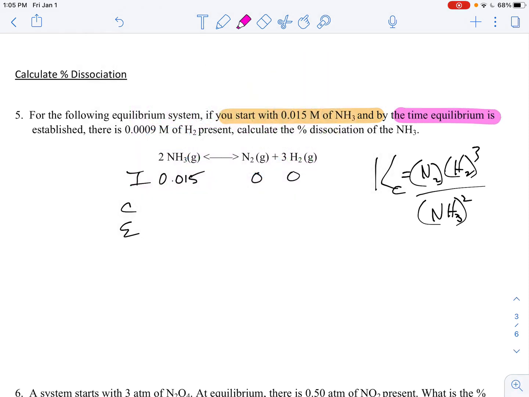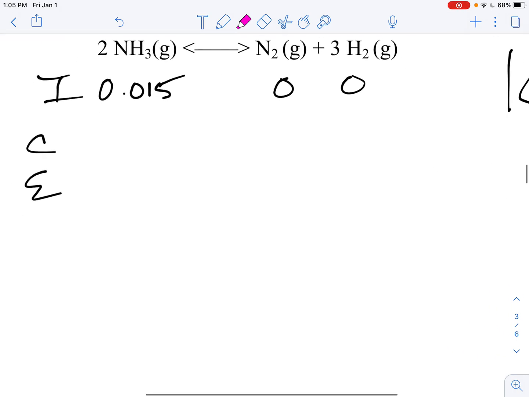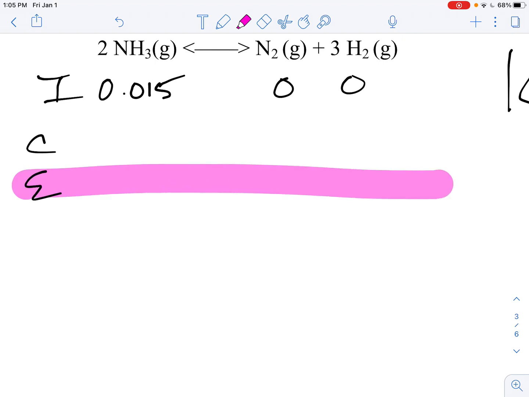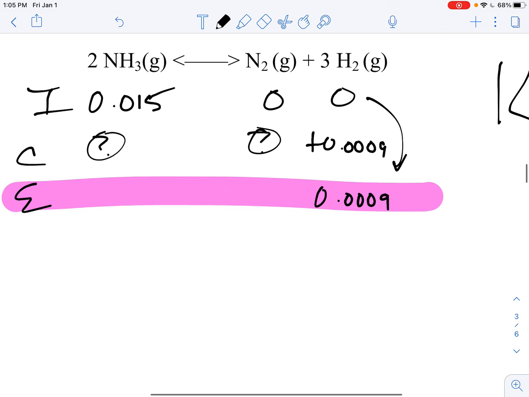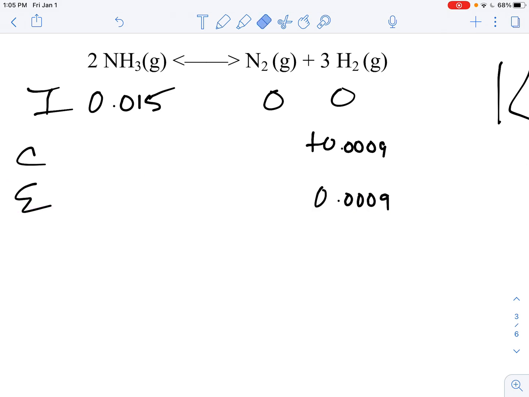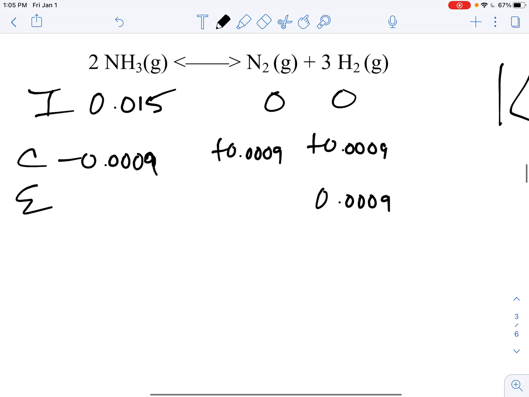Now, here's where it gets goofy. It says, by the time we reach equilibrium, there is 0.0009 of the hydrogen present. Okay, so by the time we reach equilibrium, which is this guy here, there is 0.0009 of the hydrogen. So how did the hydrogen go from 0 to 0.0009? Well, clearly it had to have gone up by 0.0009. Well, then what happened here and what happened here if that guy went up by 0.0009? Now, your brain is going to want you to go, well, then that guy went up by 0.0009 and that guy went down by 0.0009 and be done.